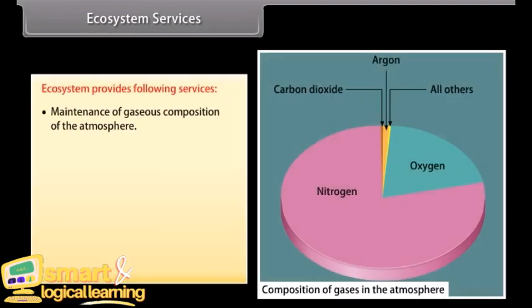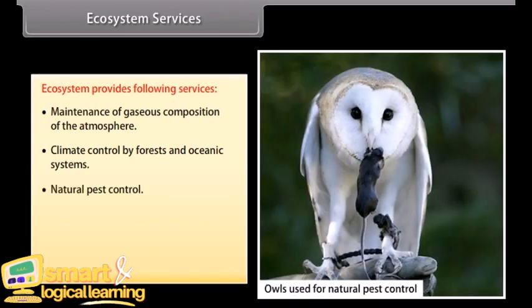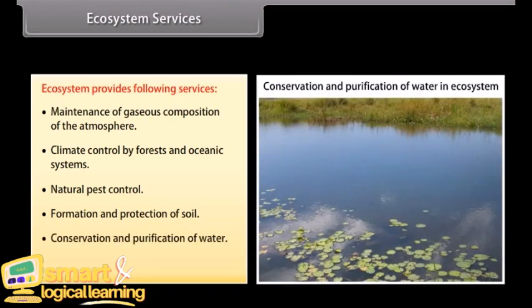Ecosystem services. Ecosystem provides following services: maintenance of gaseous composition of the atmosphere, climate control by forests and oceanic systems, natural pest control, formation and protection of soil, conservation and purification of water, nutrient cycling, etc.